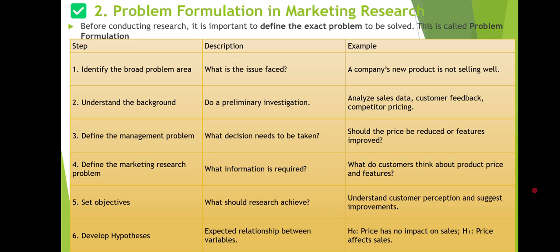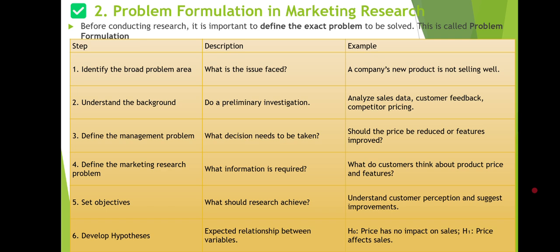Here we decide what decision needs to be taken, what action needs to be taken. For example, should the price be reduced or features improved? Next step, we have define the marketing research problem. Here we identify what information is required and what type of data we want for our research. For example, what do customers think about product price or features?